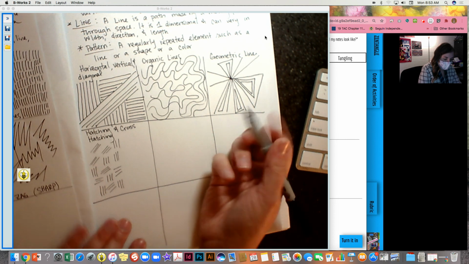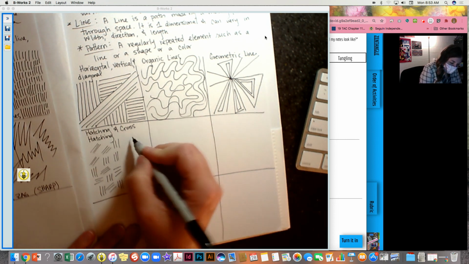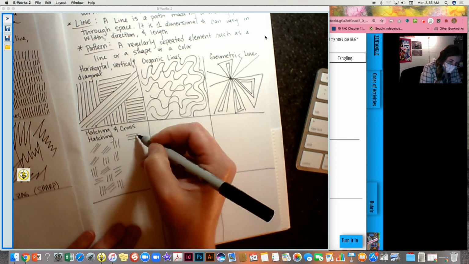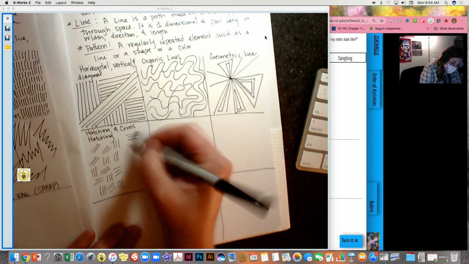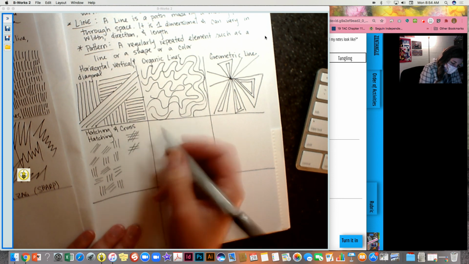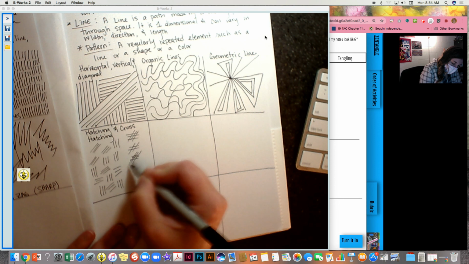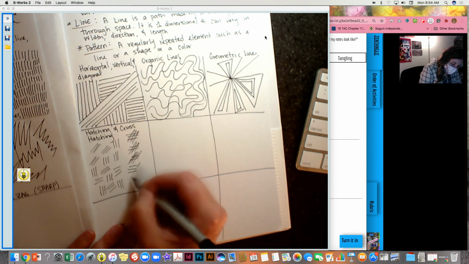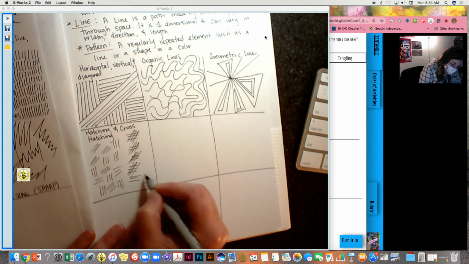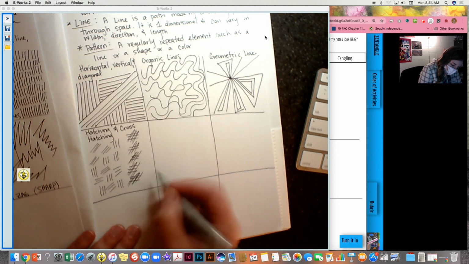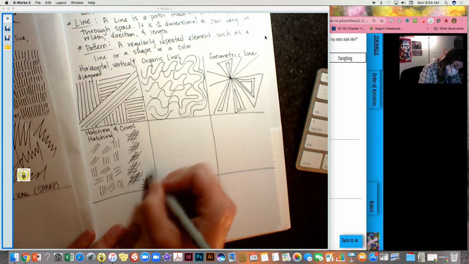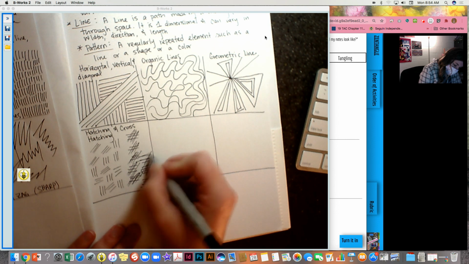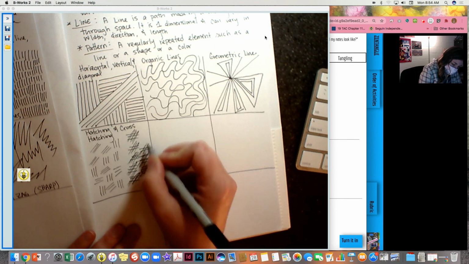And then cross hatching is using a line that's sort of perpendicular, and it creates a darker shade. So if I were going to cross hatch the side of an object, if I want to make one side of it darker, I would use cross hatching.